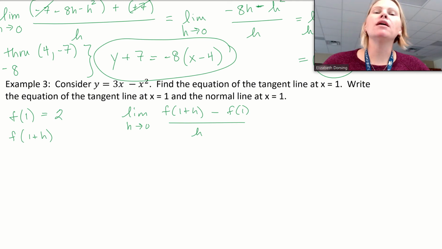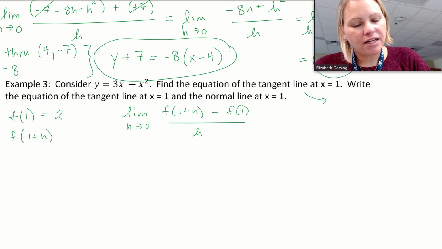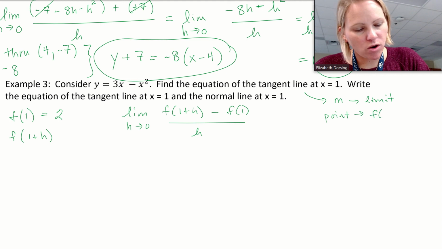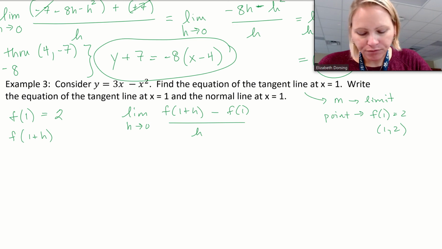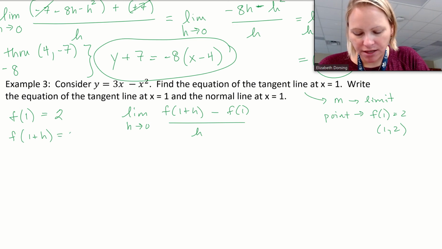So when I go to write my tangent line, I need two pieces. I need my slope. I'm going to get that from the limit. And I need my point. Well, that's f of 1 equals 2. 1, 2 is my point. So now I need to work to find that slope. So I'm going to plug everything in.